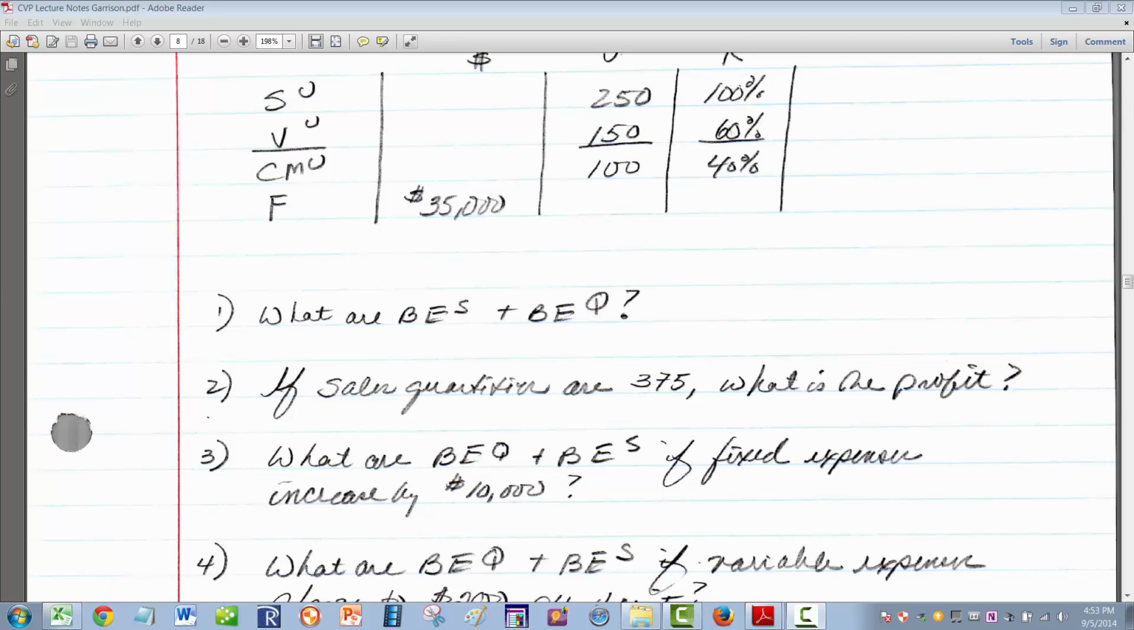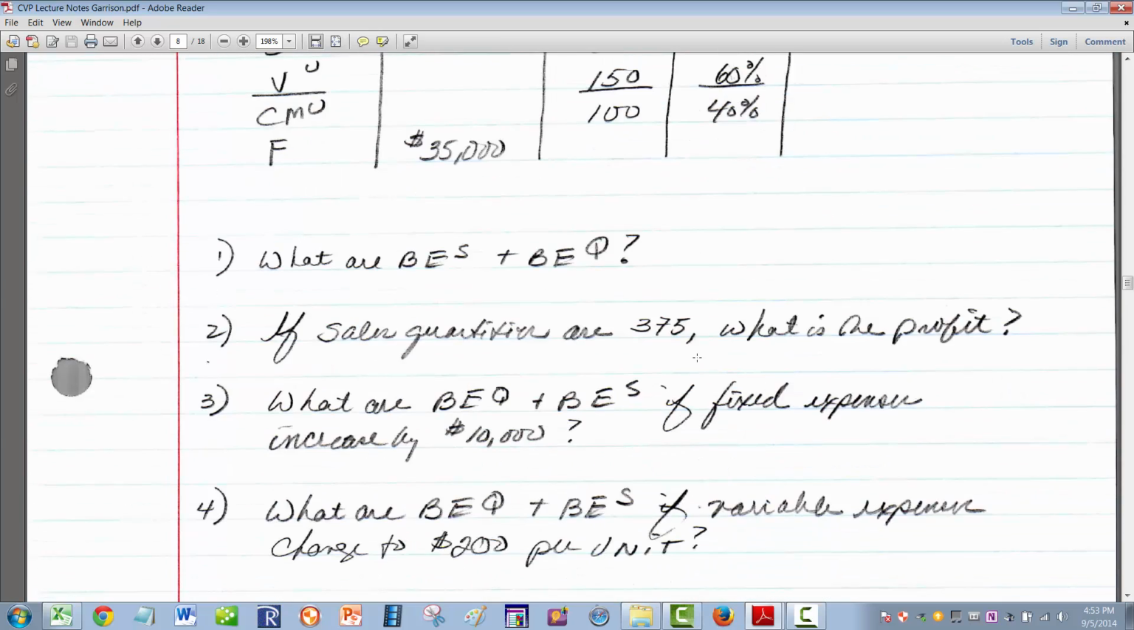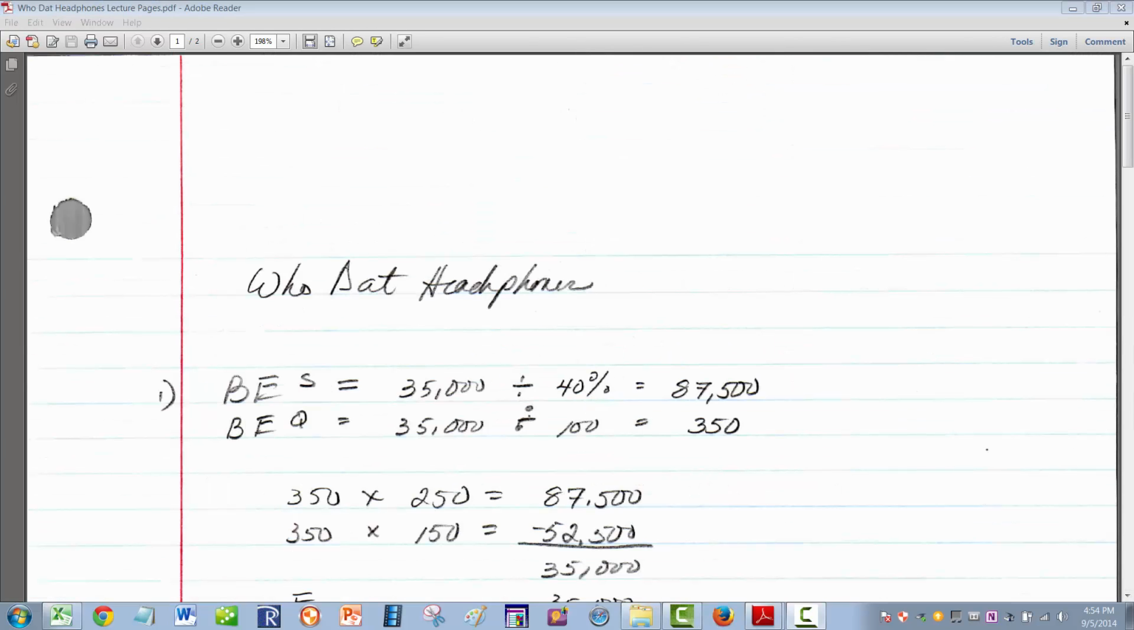Okay, so let's take a moment and take a screenshot or print out these pages so that you'll be able to look at what the questions are when I go through the answers. Okay, so one of the questions was, what is our break-even sales and our break-even quantities?